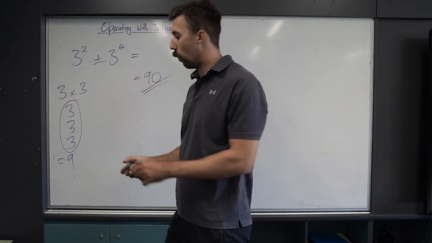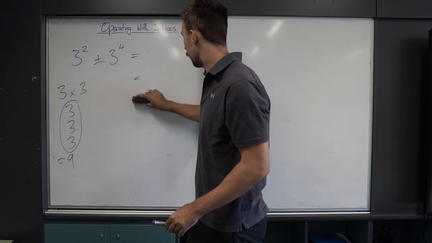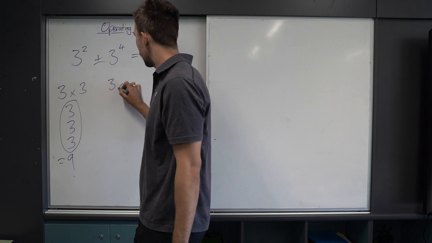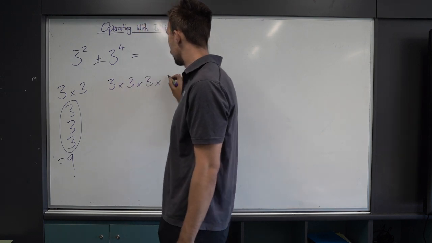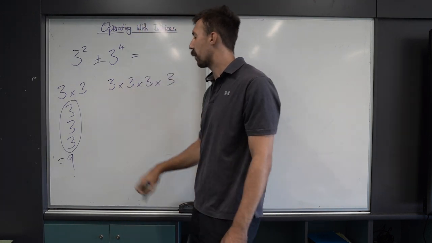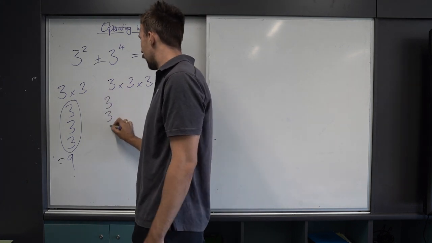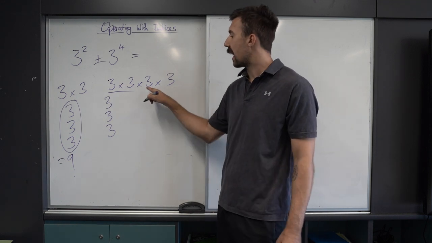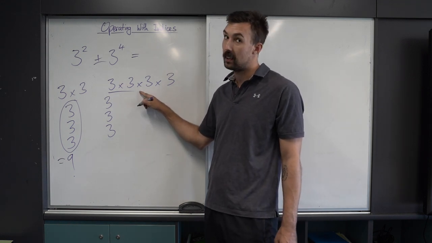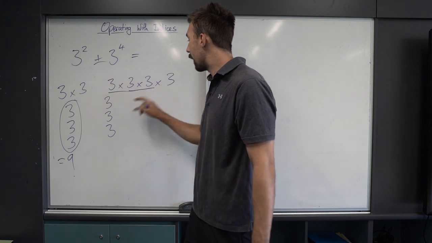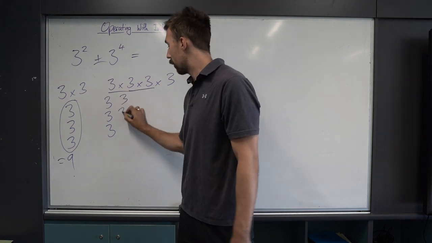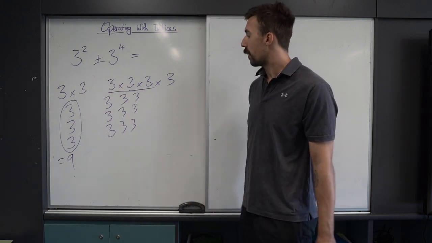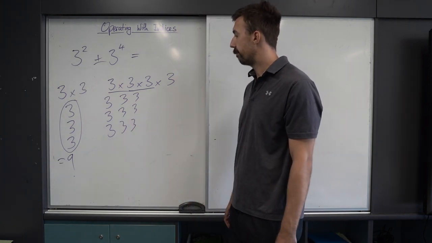3 to the power of 4. All right. Now 3 to the power of 4, we've got 3 times 3 times 3 times 3. Okay, 3 lots of 3, right? We've done that part. But that's saying that there's 3 lots of 3 of 3. So we have to write this 3 more times. So 3, 3, 3, 3, 3, 3. Okay, 3 lots of 3 of 3.